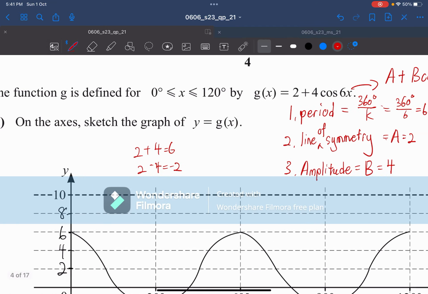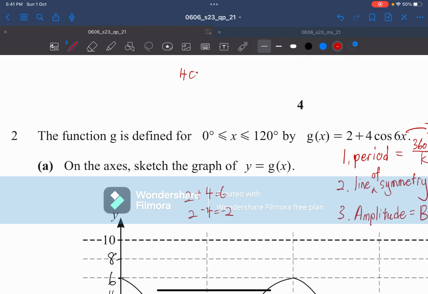Sometimes you might be wondering, if you're given 4 cos 6x, then yes, the range of the graph is between 4 and -4. But that's because there's a plus 0 in front. We don't need to write a plus 0, although it's not wrong even if I write a plus 0. But to simplify things, we don't write the plus 0. Therefore, the range of that graph is between 4 and -4. But in this case, we have a plus 2. So the range is not just 4 to -4, but 2 minus 4 to 2 plus 4. In this case, it's between -2 and 6.